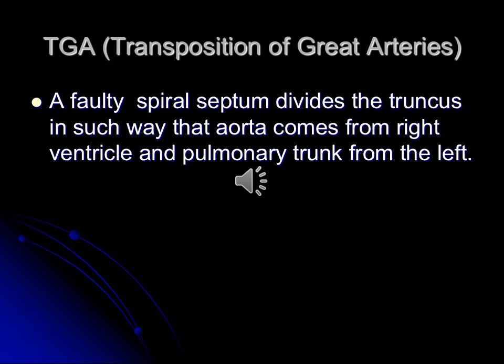Any faulty spiral septum shall result in the transposition of the great arteries, which is described as TGA, that is aorta coming from right ventricle and the pulmonary trunk from the left.